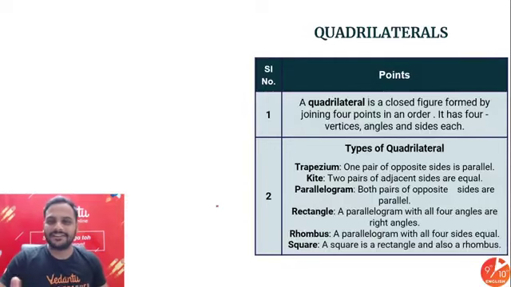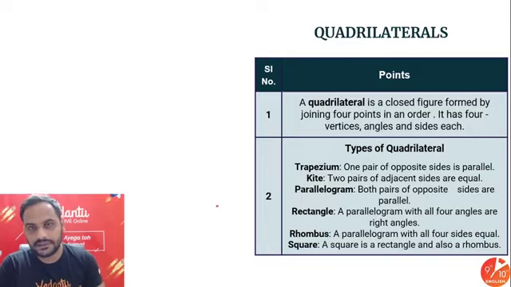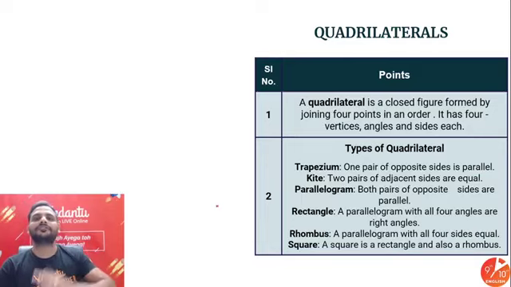All right, now next part is your quadrilateral. So quadrilateral is also a polygon as triangles, but it is of 4 vertices or 4 sides. Okay, so it is of 4 sides, 4 vertices, 4 angles. Now the types of special quadrilaterals, we have trapezium. One pair of opposite sides is parallel.